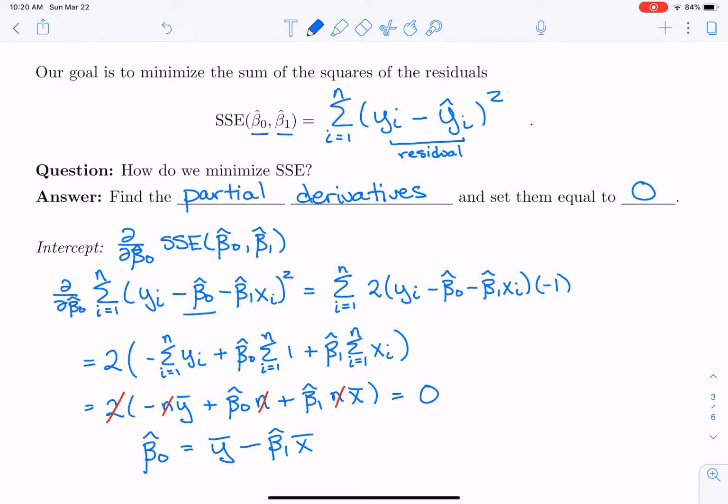What we're saying is that the mean of x and the mean of y lie on that best fit line, because we could rearrange this to say that y bar equals beta 0 hat plus beta 1 hat x bar. Okay, so that means that x bar, y bar, the mean of x and the mean of y, lies on the best fit line.